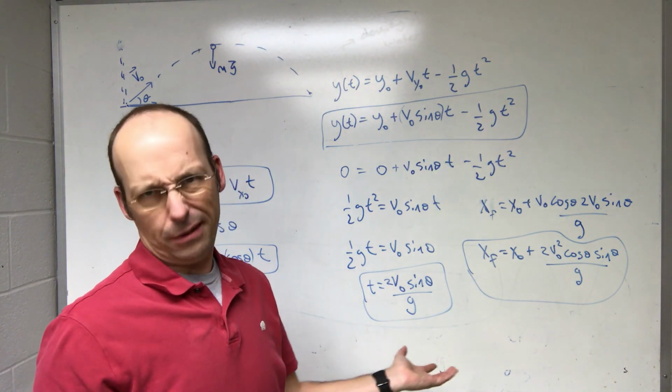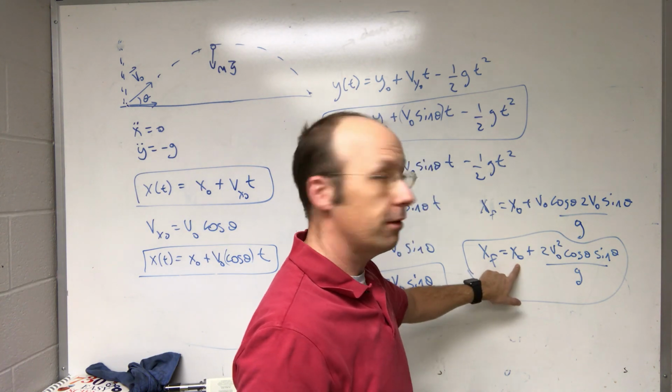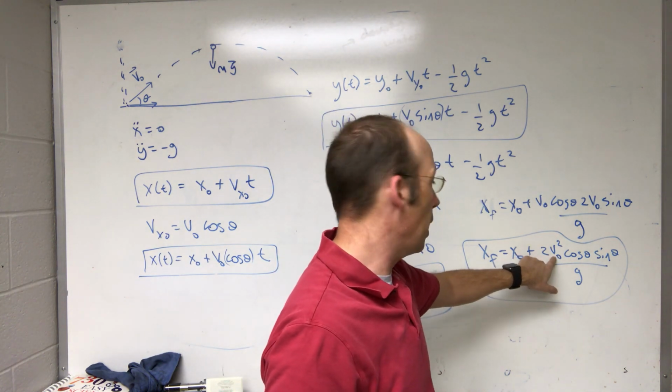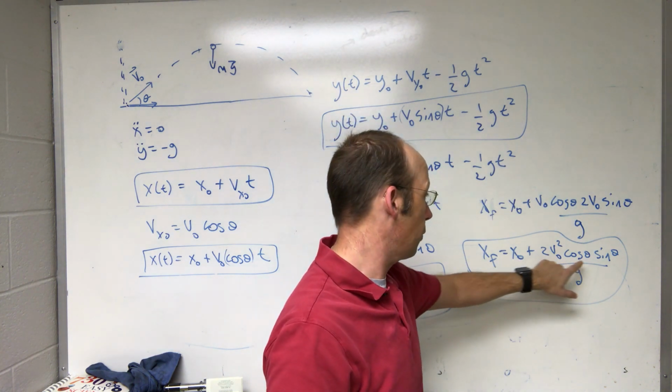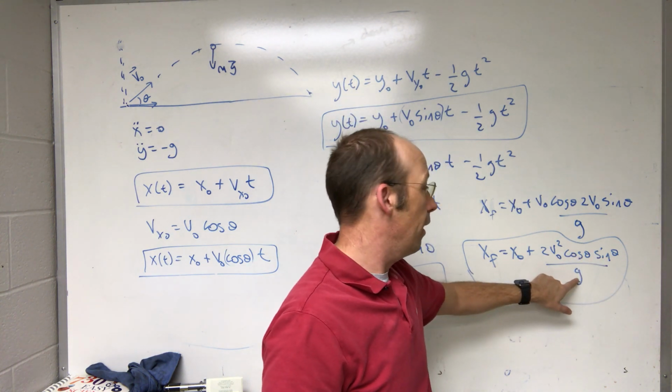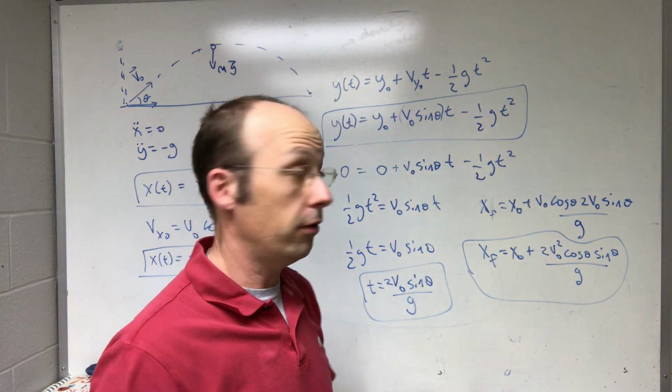Let's check the units, right? You should check. Okay. So this has to have meters. That's meters. 2 has no units. We get meters squared per second squared for v squared. No units, no units. Divided by meters per second squared. The only thing that doesn't cancel is meters. So that does have the right units.